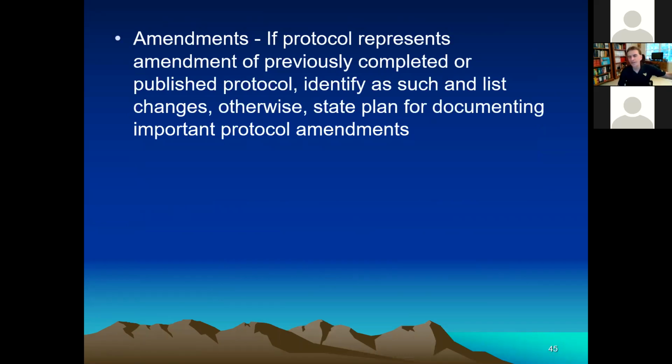So one of the things you want to do is you should have a statement in your protocol that says if you deviate from it. Because of the nature of meta-analysis, there are always some things we can do or can't do, or changes that you write in your protocol that you're going to make sure you say when you do the actual meta-analysis. So what this is saying is if the protocol represents an amendment of a previously completed or published protocol, identify it and list changes or state the plan for documenting those amendments.